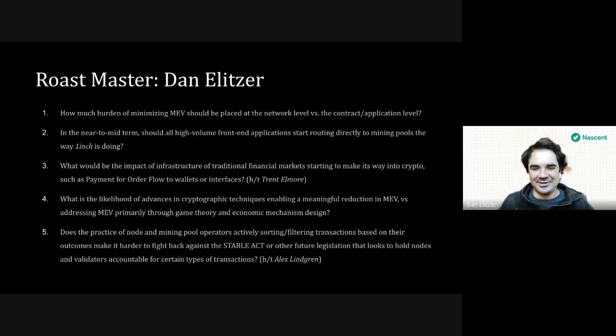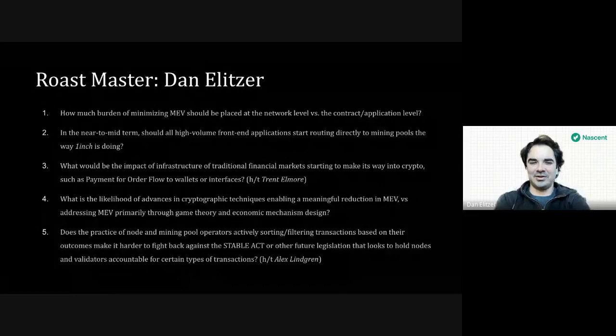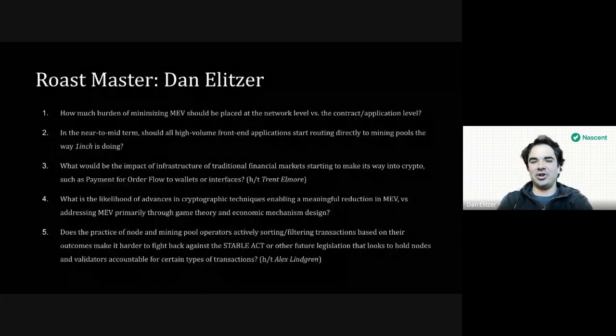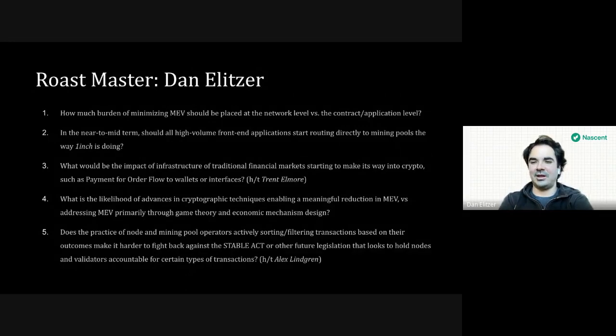Okay. So what I'm getting from this, and tell me if this is the wrong conclusion, is that the general consensus is that you can't likely eliminate MEV through purely cryptographic means, or even likely make a big dent in it. Is that what I'm hearing?